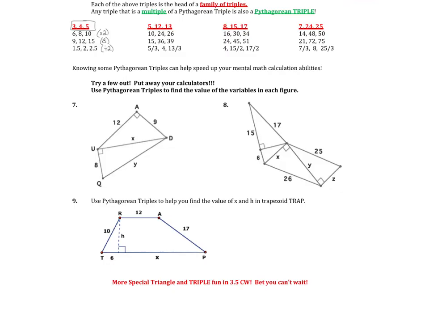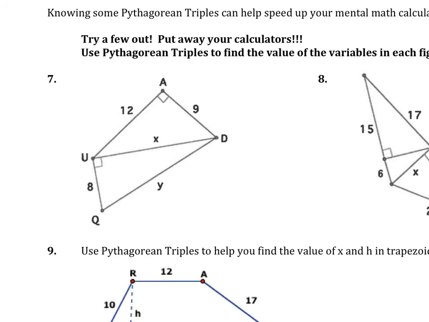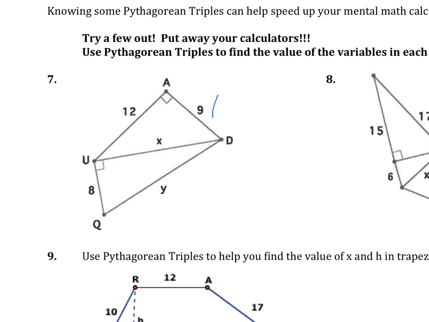So knowing some of these triples can help speed up your mental math calculation abilities. So let's try a few of these. We're going to put our calculators away. All right, over here, 12 and 9, those are my legs. You'll start recognizing these a little bit easier as well. This is my 3, 4, 5 triangle. What did we multiply 3 by to get 9? That's what we're seeing: what were these triples multiplied by? Hopefully you're saying to yourself, they were multiplied by 3, so x is going to equal 15.